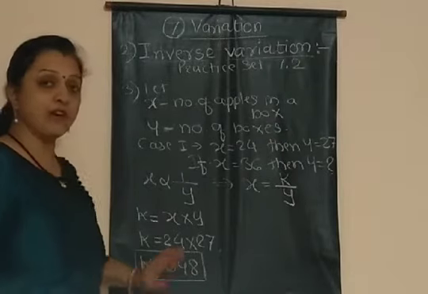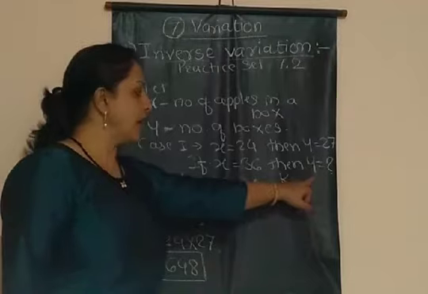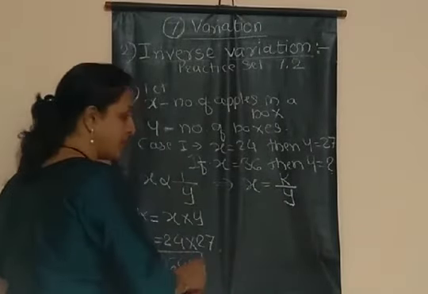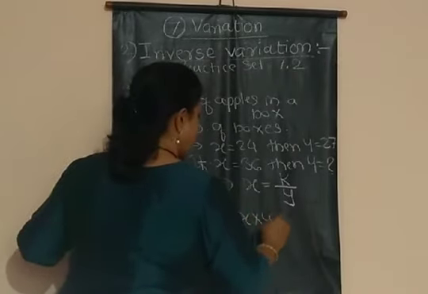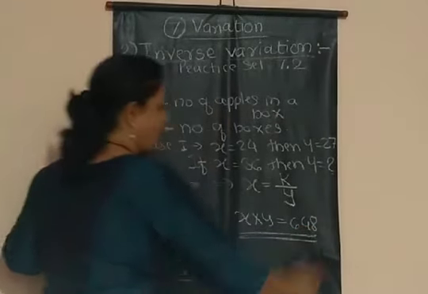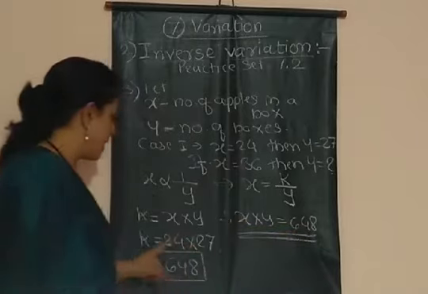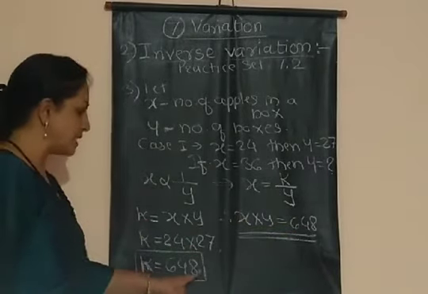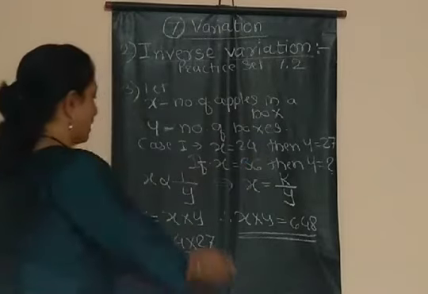It means that is the value of k. And now by using that value of k, we have to find the value of y in the second case. So the equation of variation is x into y is equal to 648. Therefore we can write x into y is equal to 648, because x into y is the value of k, and we got the value of k, that is 648. Now let's solve how to find the value of y. Let's see.